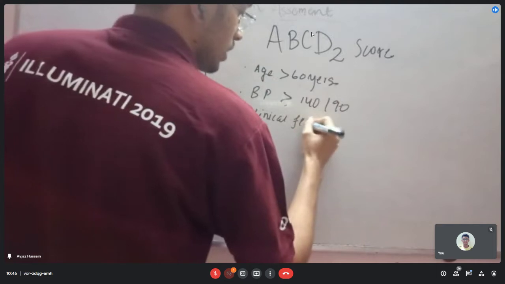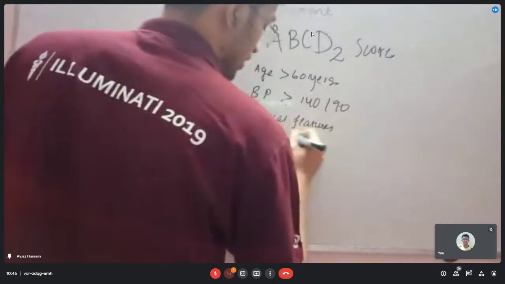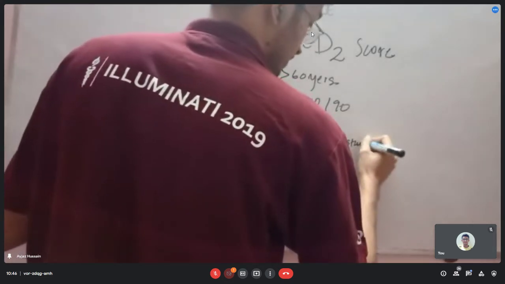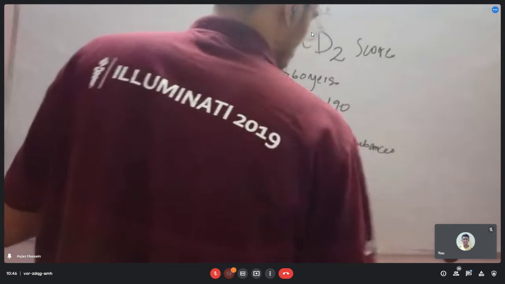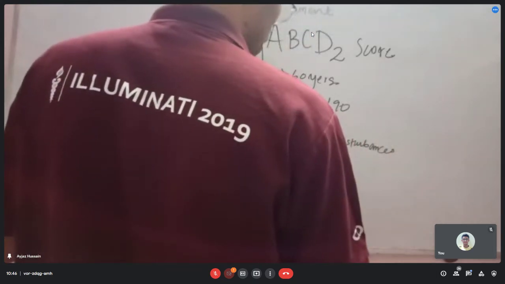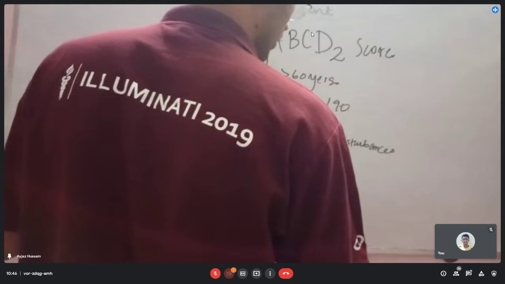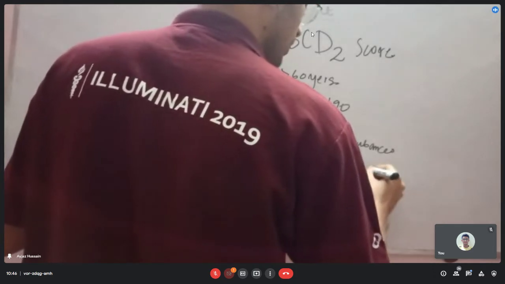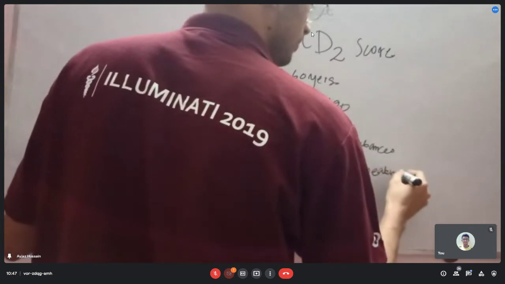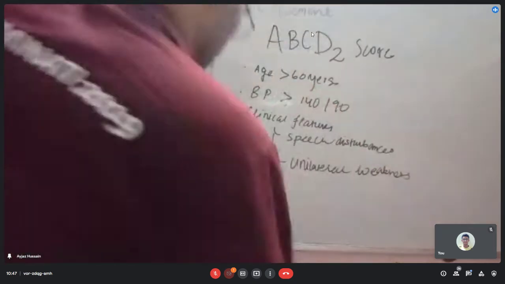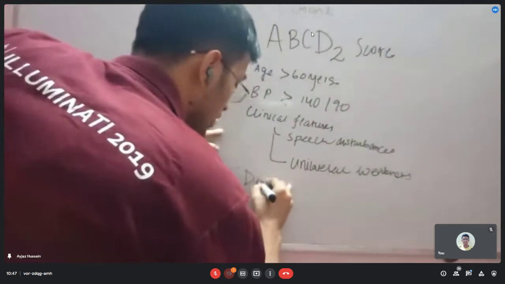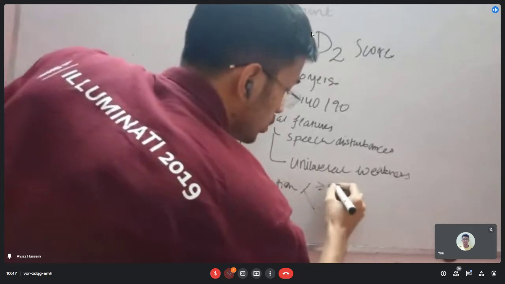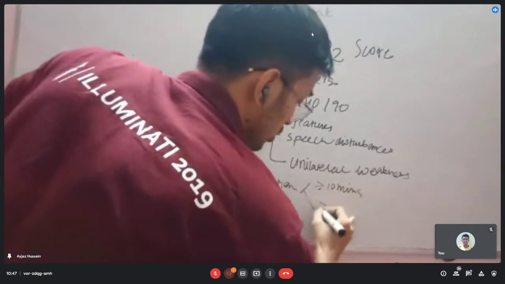So in clinical features, it could be speech disturbance, or there could be unilateral weakness, either in the arm or in the lower limb. ABCD2, D2 means D will come twice. So D one is for duration: whether these clinical features are present for greater than or equal to 10 minutes, or present for greater than or equal to 1 hour.